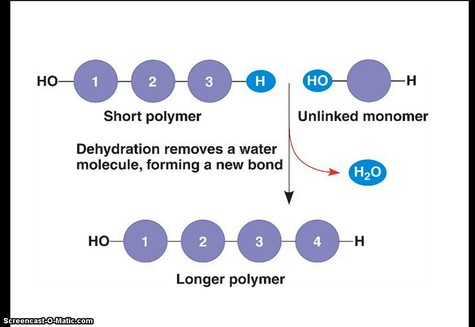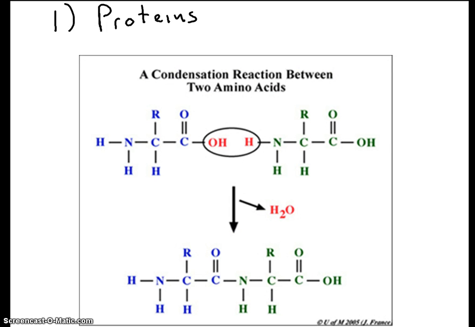We've got a short polymer with 3 monomers that have already been linked together. We're going to add a 4th one to it with the release of water, and that's how our biomolecules are going to grow into tens or hundreds or sometimes even thousands of individual monomers linked together to make our new larger biomolecule or macromolecule. And now let's look at some specific examples.